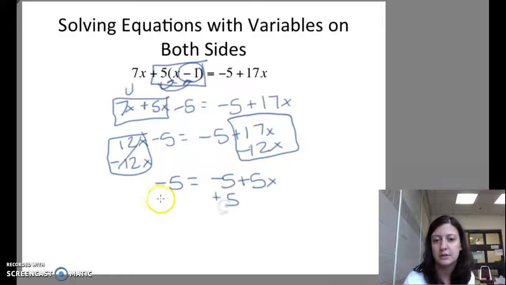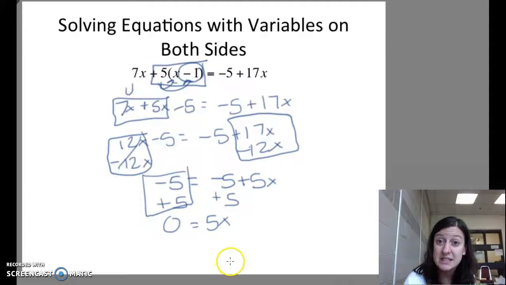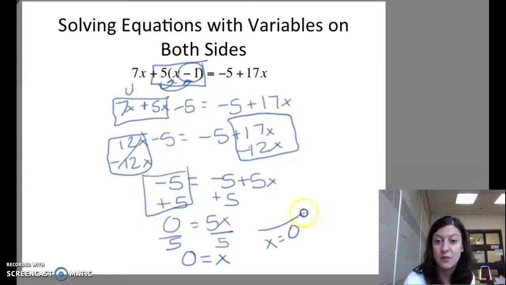Add 5. Add 5. That's 0. This one's different because I still have an x. I'm still going to divide by 5. 0 divided by 5 is 0. So our answer is x equals 0. That's okay to have. That's a fine answer. It's not a no solution. It's not an all real numbers.